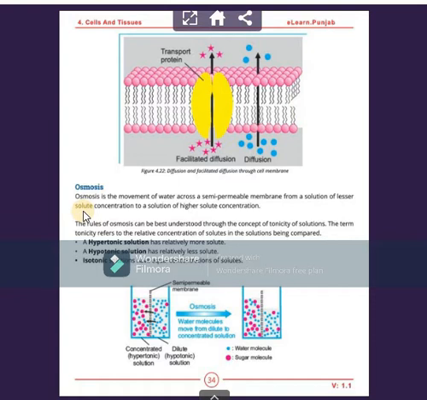The rules of osmosis can be best understood through the concept of tonicity of the solution. Tonicity means the relative concentration of solute in the solutions being compared. A hypertonic solution has relatively more solute present. A hypotonic solution has less solute, and isotonic solutions have equal concentration of solute.